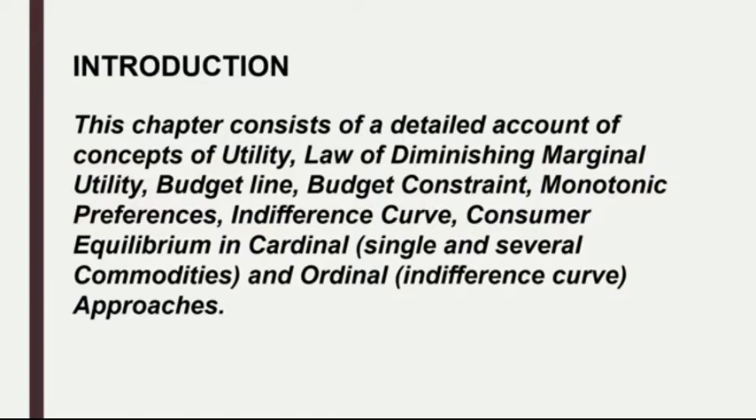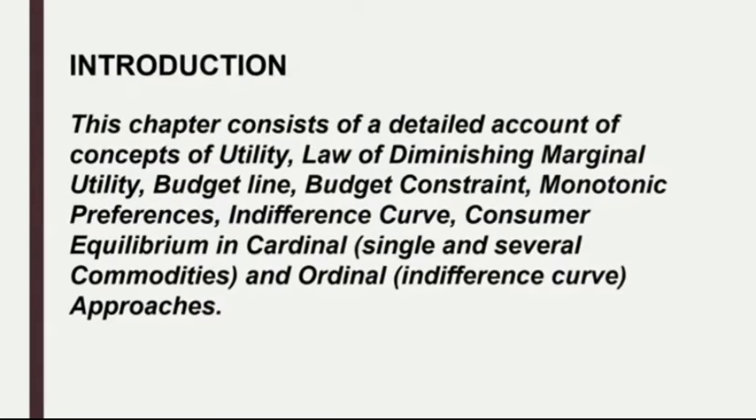This chapter consists of a detailed account of the concept of utility, law of diminishing marginal utility, budget line, budget constraint, monotonic preference, indifference curve, consumer's equilibrium in cardinal, that is single and several commodities, and ordinal, that is indifference curve approach. So guys, in this chapter we are going to cover all these topics, and we will have each and every topic in brief description, so don't worry about it.